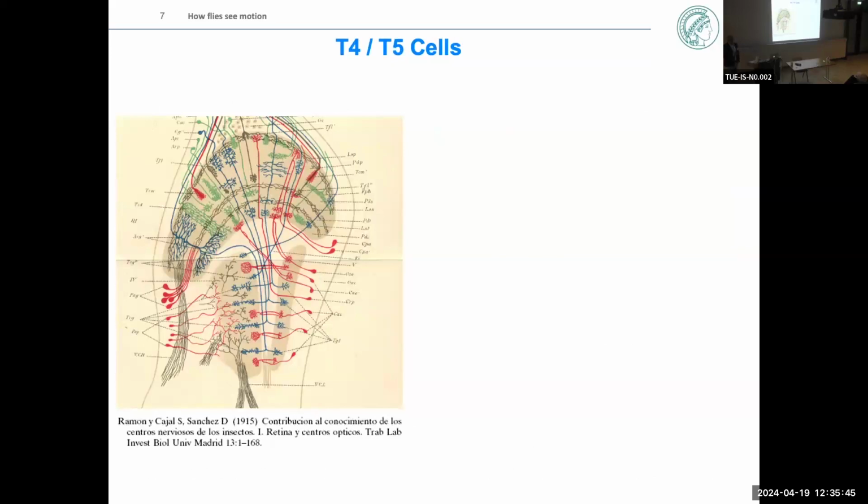So what about T4, T5 cells? Like any other neuron on Earth, in any animal species, it has first been discovered by Ramon y Cajal, right? That's the rule. And he published in 1915 a book together with his student Sanchez. And if you look at the different pages here, you see all of a sudden this neuron, which has its dendrite in the medulla and an axon terminal in the lobular plate, the soma here. And this is a T4 cell. And a T5 cell has the dendrite here in the lobula, axon terminal also in the lobular plate, and the soma also here behind, posterior to the lobular plate.